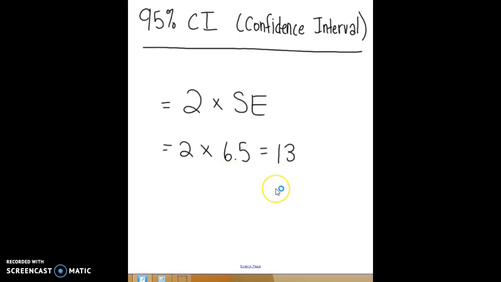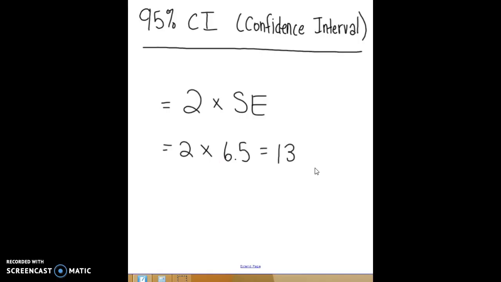Then I want to express how confident I am in my numbers. In order to find the 95% confidence interval, what this lab is asking you to do is take 2 times your standard error of measurement, that number you just came up with. It's a little more complicated than that, but they're trying to make the math a little bit easier here. So you take 2 times 6.5, and that gives us about 13.